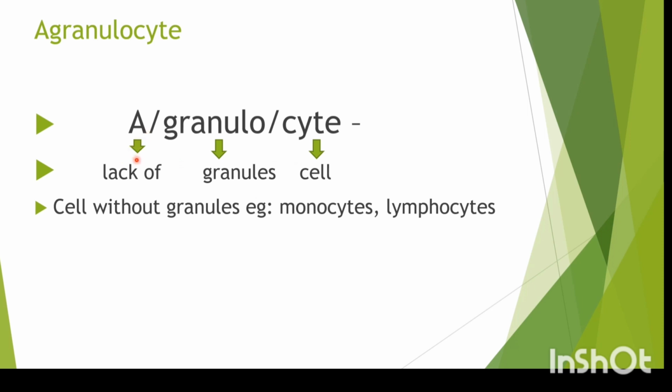The meaning of prefix A is lack of. The meaning of root word granulo is granules. The meaning of site is a cell. So if we combine the meaning of the entire term, the cell without granules is called agranulocyte. Example, monocytes and lymphocytes. So these monocytes and lymphocytes are agranulocytes. That means inside the cell there are no granules.